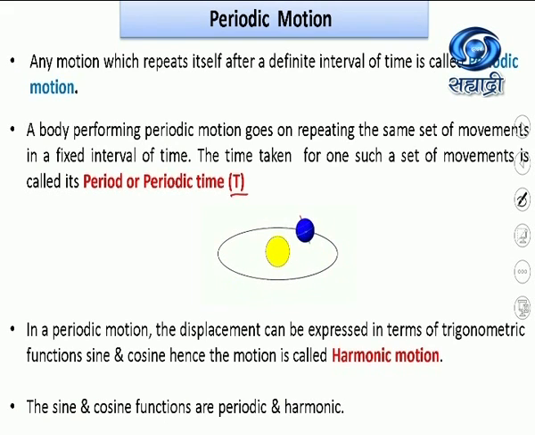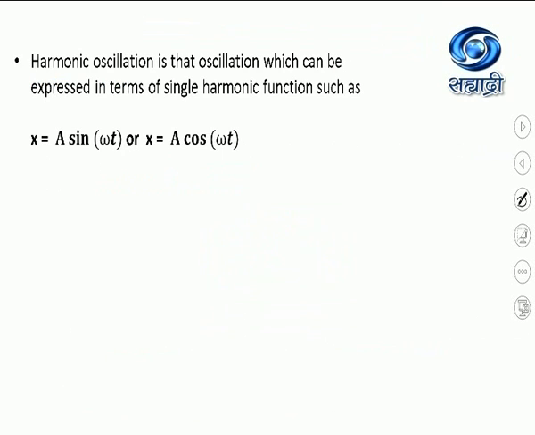When the displacement of an object performing periodic motion is expressed in terms of trigonometric functions, especially either sine or cosine, then the same periodic motion is called harmonic motion. As the sine and cosine functions are periodic as well as harmonic, such periodic motions can be called harmonic in nature.